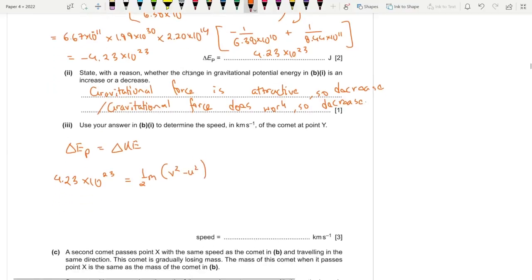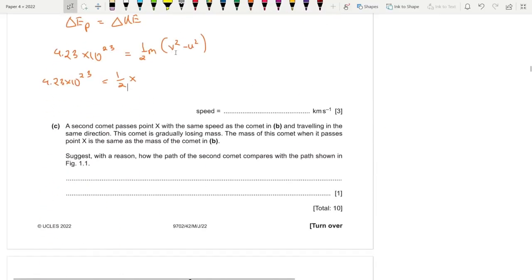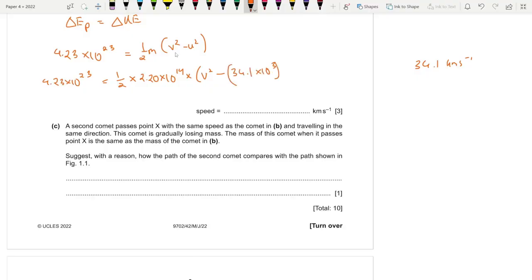So we want to find out the final speed. So 4.23 into 10 power 23 is equal to half times the mass of the comet, which is 2.20 into 10 power 14, times v square minus 34.1 kilometers per second, right? That is actually 34.1 into 1000, or into 10 to the power 3, whole square. Okay, so let's solve this.